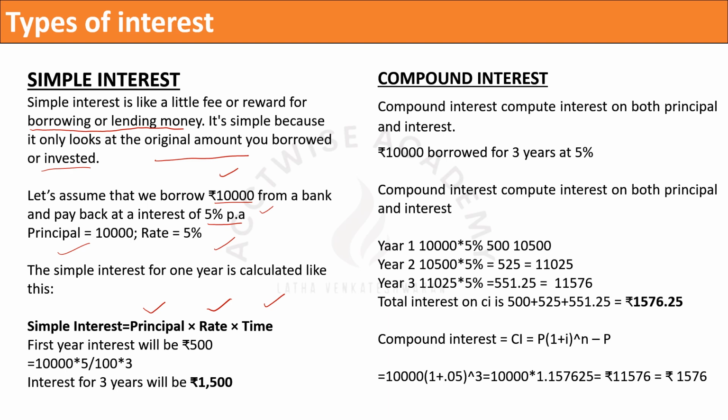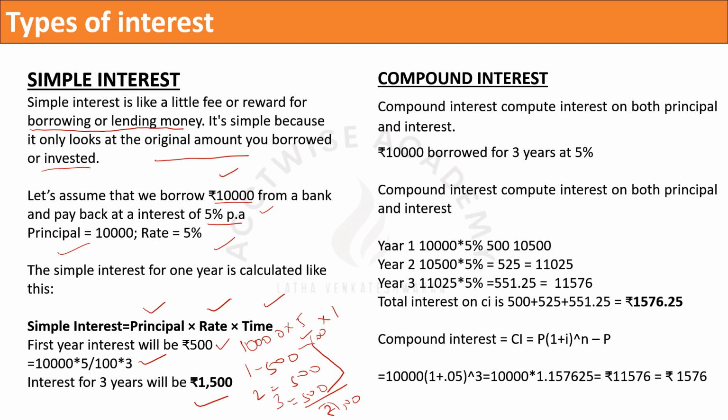So, for 1 year it will be 10,000 into the rate, 5 by 100, into time, which is 1. It becomes ₹500. For 3 years, it is 10,000 into 5 by 100 into 3. So interest for 3 years will be 1,500. So every year it is only 500. Second year 500, third year also 500. And cumulatively we can say for 3 years it is ₹1,500. So simple interest is straightforward and the amount remains the same every year.